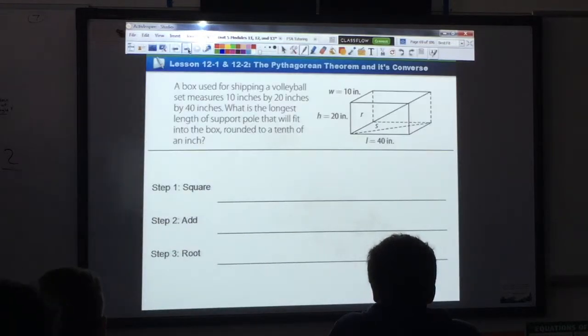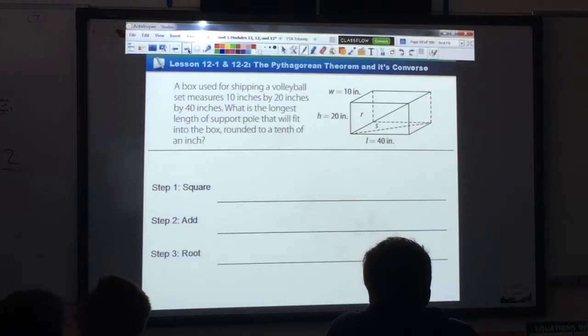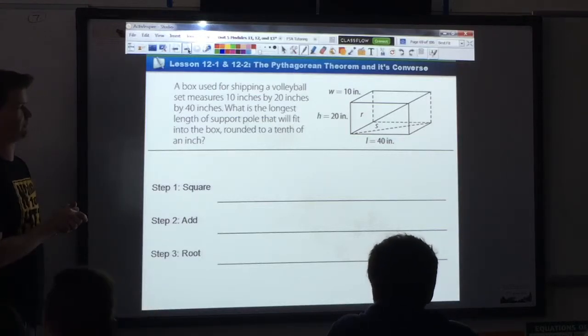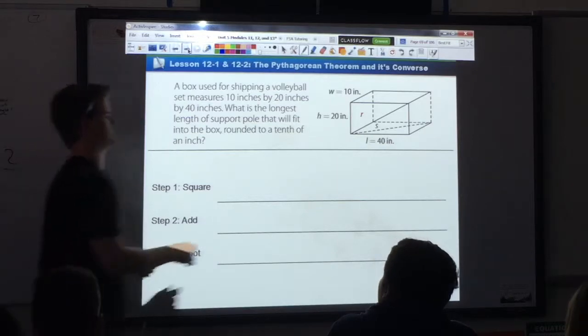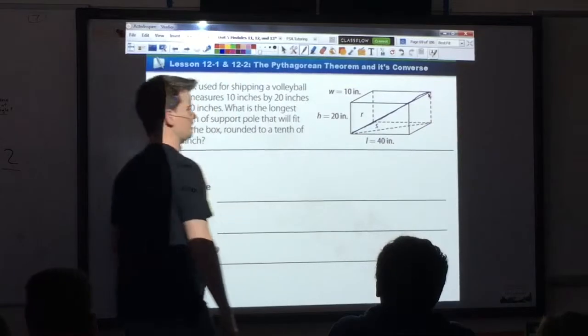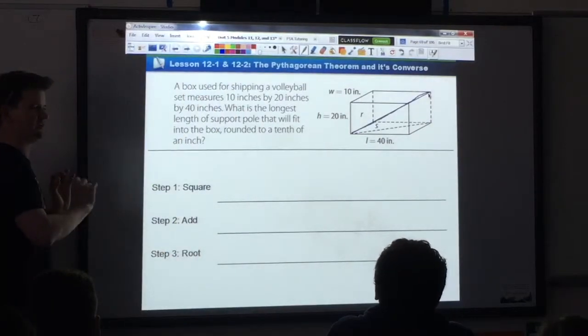A box is used for shipping a volleyball set. The dimensions are 10 by 20 by 40. What is the longest length of support pole that will fit into the box? Which means basically it's just another way of saying the space diagonal. We want to solve that. So we just take the 3 dimensions.